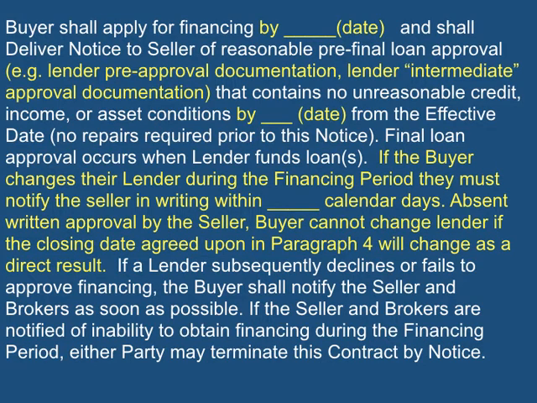Let me emphasize here, if they put in there that the lender is going to be to be determined, and then later they pick a lender, this sentence applies. They would have to let the seller know who the lender is. If a lender declines or fails to approve financing, the buyer shall notify the seller and brokers as soon as possible. If the seller and brokers are notified of inability to obtain financing during the financing period, either party may terminate this contract by notice.